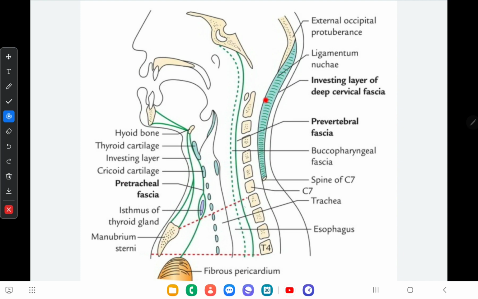Then it passes forward on each side and splits to enclose the trapezius muscle, then forms a single layer which roofs the posterior triangle as well. Then at the posterior margin of the sternocleidomastoid muscle, the fascia splits again to enclose the same muscle.